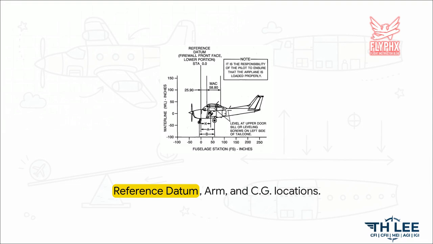Now, to actually find that CG, we need a starting line. We call this the reference datum. It's basically just an imaginary vertical plane established by the manufacturer, and we measure literally everything from it. For instance, on a typical Cessna 172, that datum is the front face of the lower firewall. On something like a Piper Arrow, it might be the tip of the propeller spinner. Once we establish that 0 point, we measure the horizontal distance backward to any item on the plane. And that distance, we call that the arm.